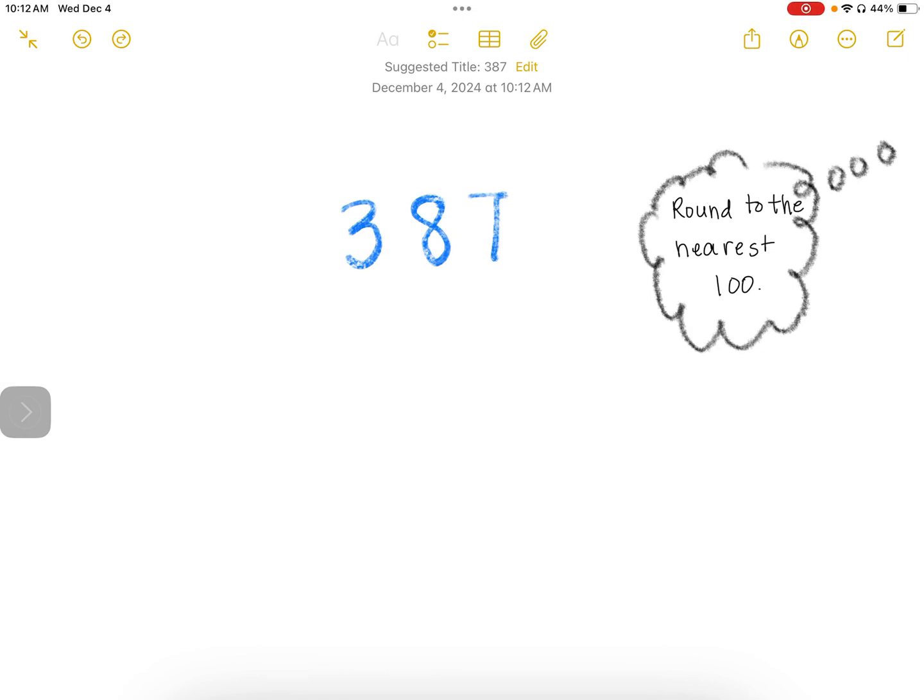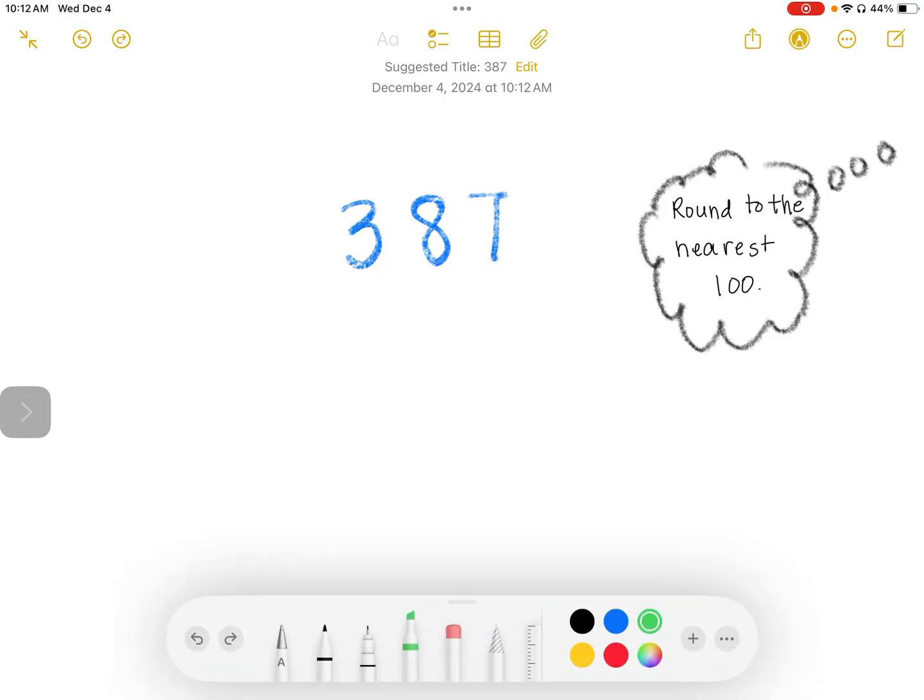Let's check our answer for rounding 387 to the nearest hundred. When I'm looking up at my directions, I see that I'm rounding to the nearest hundred. So I'm going to underline that digit in the number. The digit 3 is in the hundreds place.